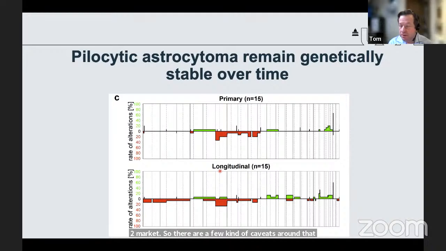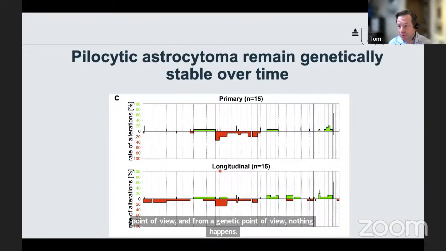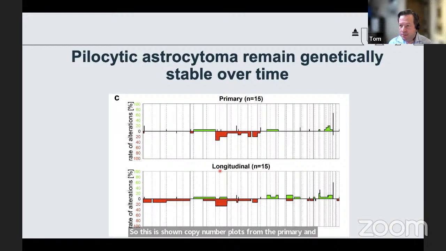The first is that from a histological point of view and from a genetic point of view, nothing happens. So this is showing copy number plots from the primary and the longitudinal based on the methylation arrays. And there are no recurrent changes. On the panel sequencing, there are no recurrent changes. There are actually very few changes at all. The histology doesn't change. The methylation class doesn't change.